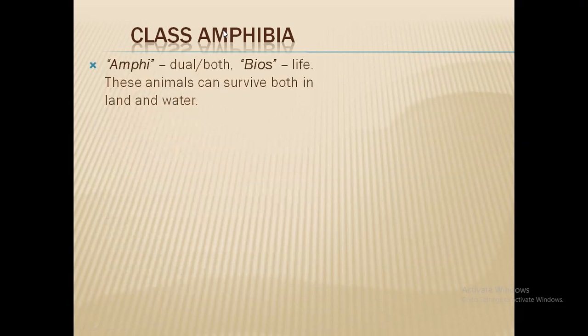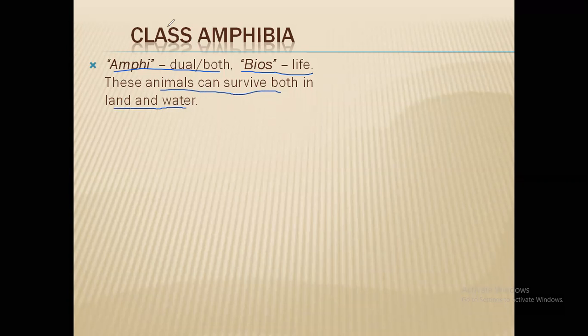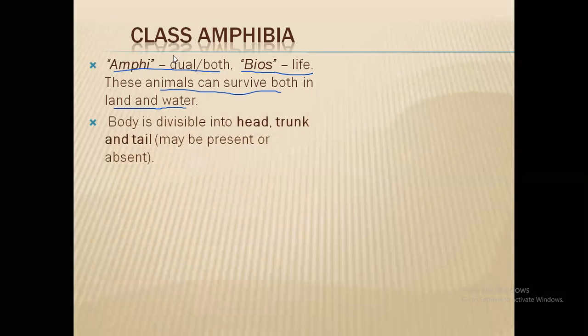Now the word amphi literally means dual or both and bios means life. तो आप लोग जानते ही हो amphi का मतलब होता है दोनों, both and bios इसका मतलब होता है life. So these animals can survive both on land and water. That is the reason they are called amphibians.